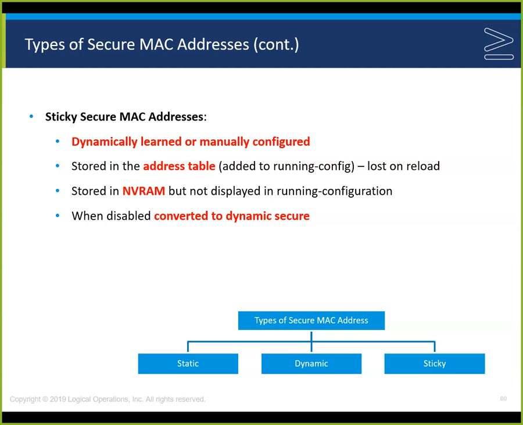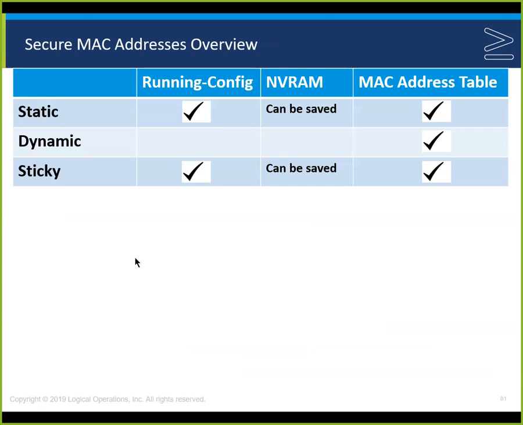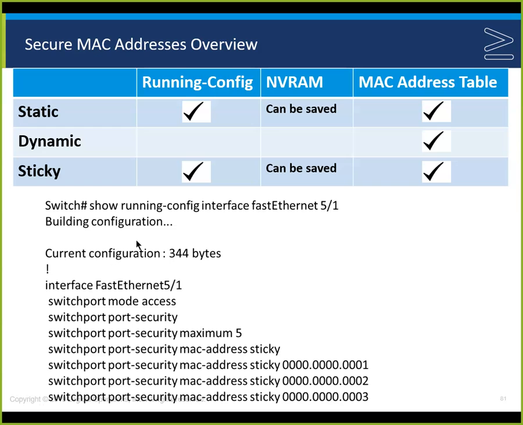The stickies are going to go there. You saw that, and NVRAM would be where the MAC address table was stored. But when we restarted this thing, the dynamic addresses went away. They'd have to be redetected. So can they be saved or can they not be saved? The running config file, the NVRAM, the static and the stickies are going to be there. They can be saved. All of them are going to be in the MAC address table, but the dynamics are only going to be in the MAC address table.